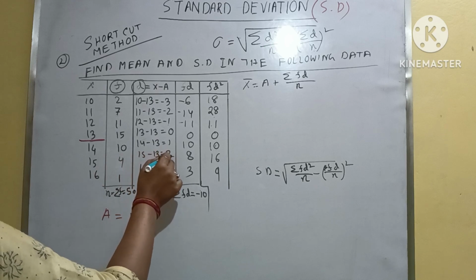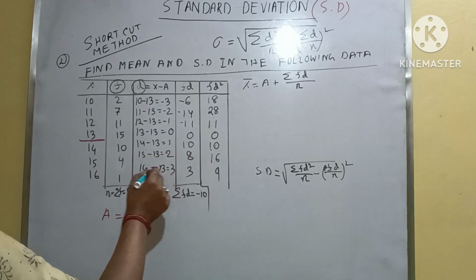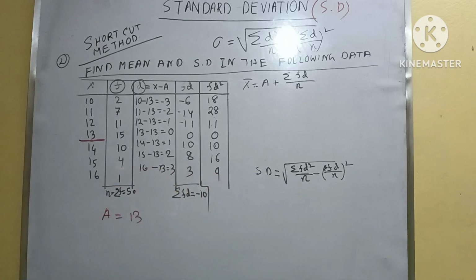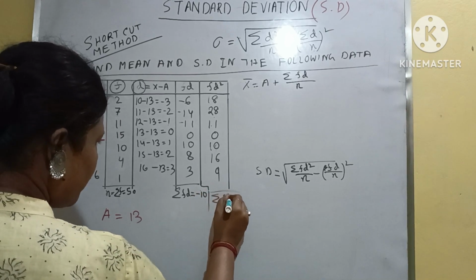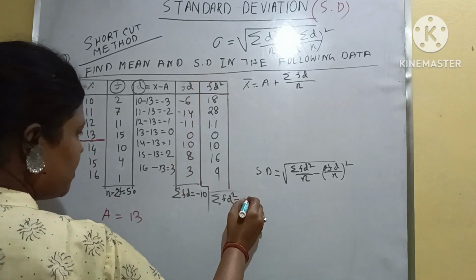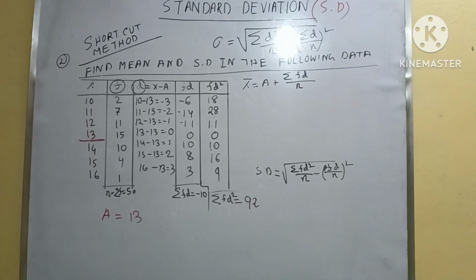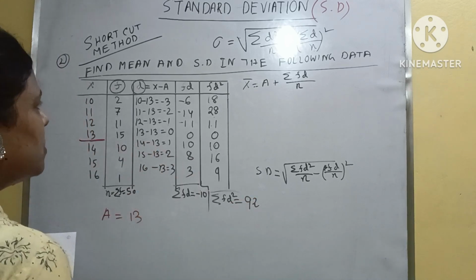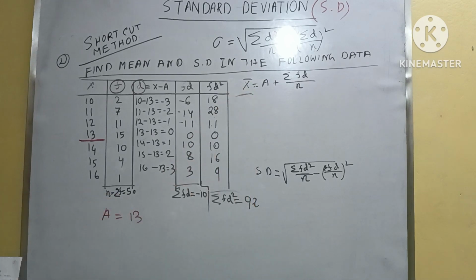2 square means 4, and 4 into 4 is 16. 3 square means 9, into 1, that is 9. Clear? So these are the values of FD square. Now you have to write here the summation of FD square, adding these numbers, the answer is 92.